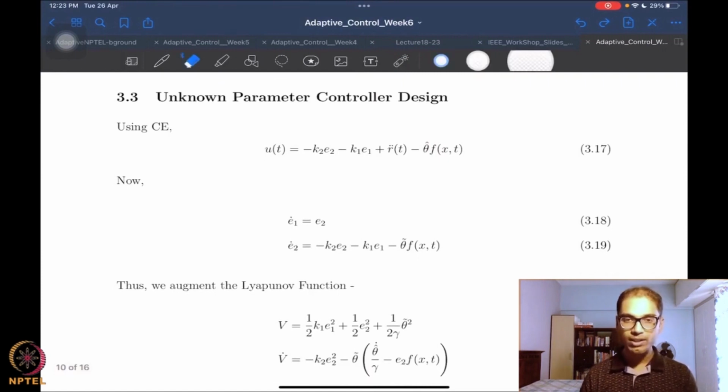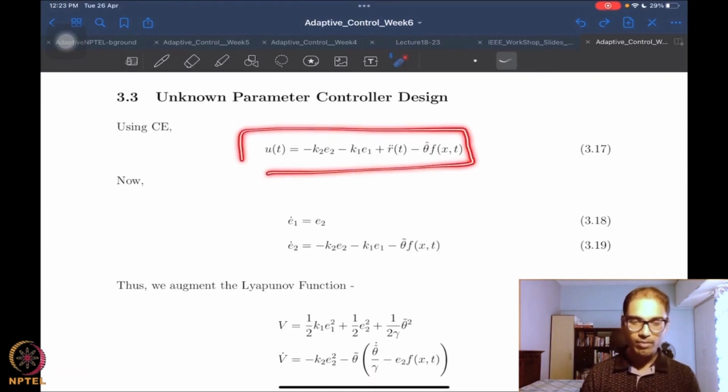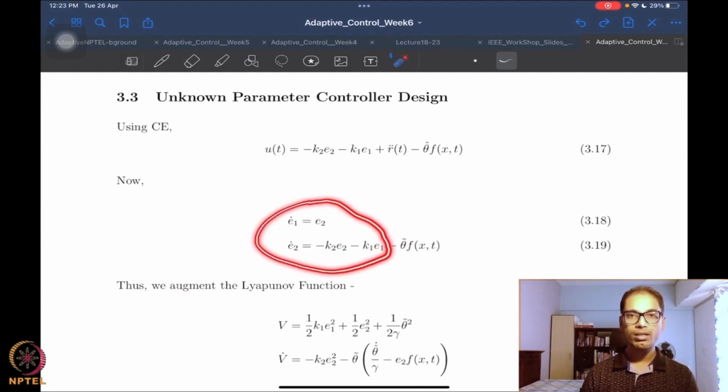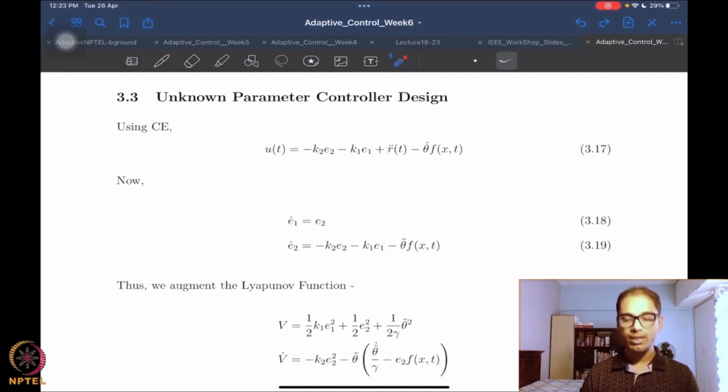And now if I substitute this altered control here, because it is not theta star, the term with theta does not exactly cancel out, but you're left with a theta tilde. Right? So earlier this was not there. Earlier we only had this much. In the known case, there was only this much. But because now we are assuming that the parameter is not known, we replace the true value by its estimate, and therefore you get a theta tilde term. And this is what we use to, in fact, compute the update law for theta hat.